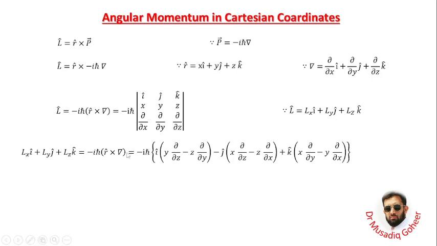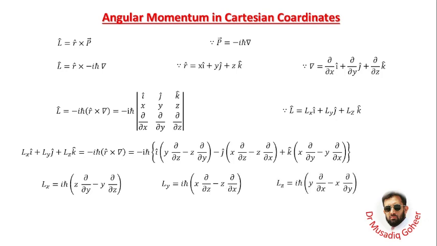When I compare i cap, I will get Lx is equal to iota h cut into z partial by partial y minus y partial by partial z. Now this is the value of the Lx angular momentum in Cartesian coordinates. In a similar way, when I compare the unit vector j cap on the left and right hand sides, Ly will take that form, and in the same way I will get Lz by comparing the coefficients of k cap. So now the components of angular momentum are given here in Cartesian coordinates.